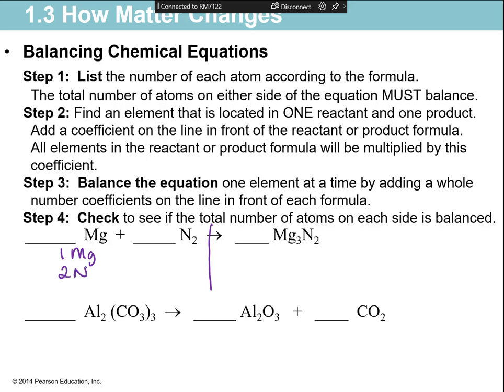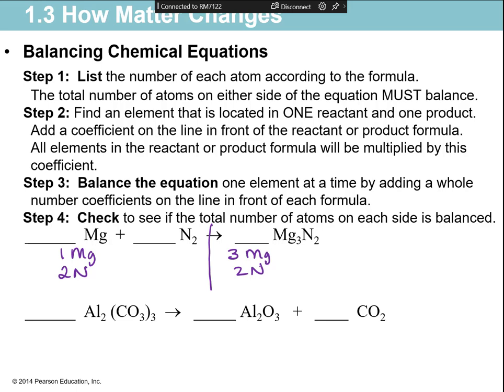So that's on the reactant side. Then you go to the other side of the arrow and you list the same ones on the product side. So Mg3N2 has 3 magnesiums and 2 nitrogen. Does anybody not see where those numbers come from? So these are coming from the formulas.